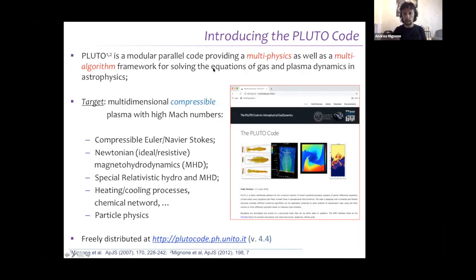So that's, in essence, the finite volume formulation. And let me just introduce the PLUTO code very, very quickly through one slide. So PLUTO is based on a finite volume formulation. It solves the plasma equations in the context dedicated to astrophysical environments. So the targets are multidimensional compressible high Mach number flows. Okay, it's freely distributed, and version 4.4 just came out last week.